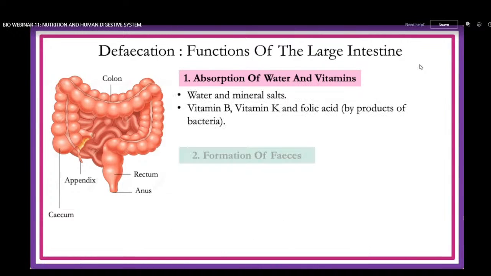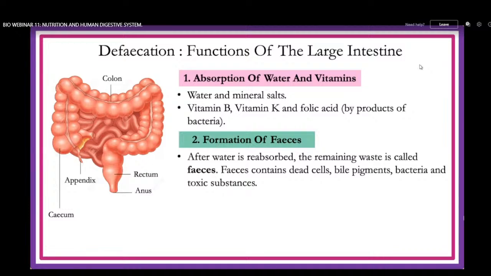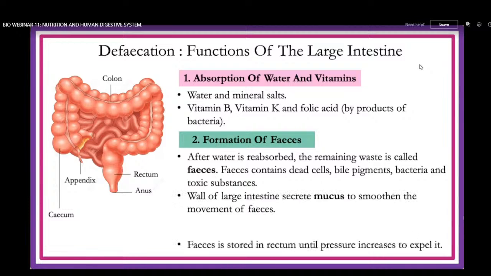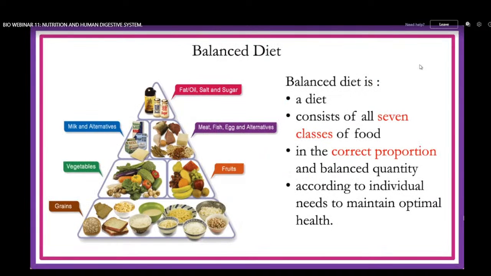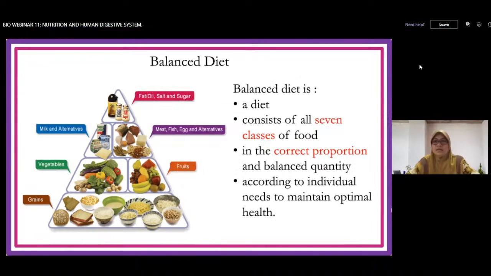Ini tadi dah. Okay, next kita move to next slide ya. Okay, next kita tengok pula balanced diet. Balanced diet is a diet that consists of all 7 classes of food in a correct proportion and balanced quantity according to the individual needs to maintain optimal health.